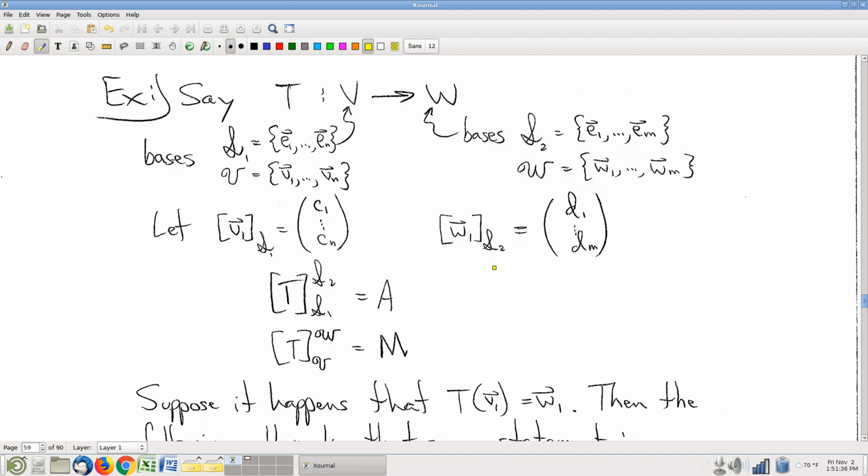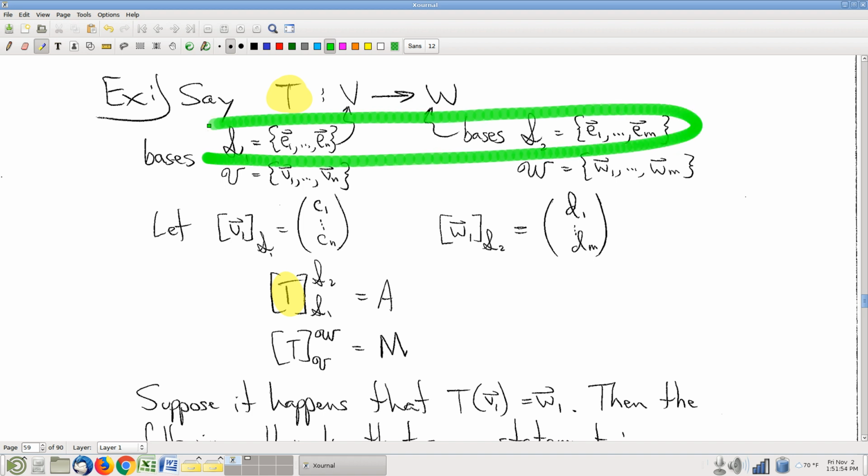Now, keep in mind, we've got this linear transformation T. T I can describe as a matrix if I choose some bases. So let's pretend that I want to describe T with respect to these two bases, S1 and S2. I want to use the S1 basis for the input vectors. I want to use the S2 basis for the output vectors. With those languages picked, I can describe T as a matrix with respect to these bases. And let's say that that matrix is A.